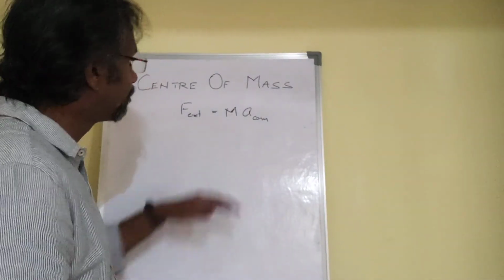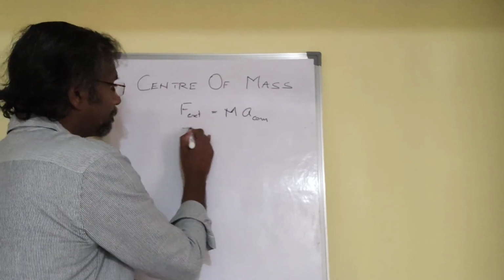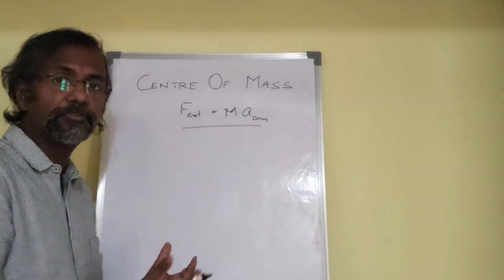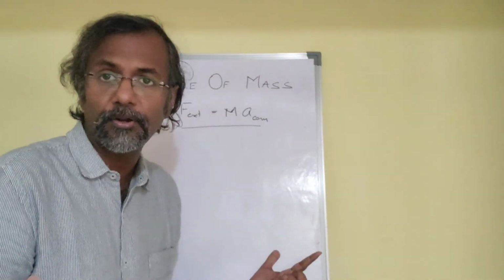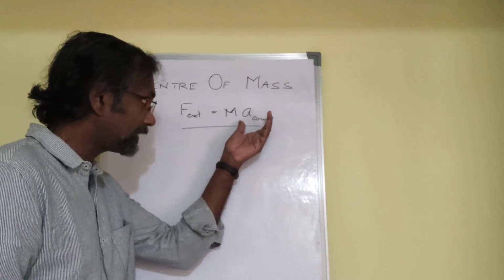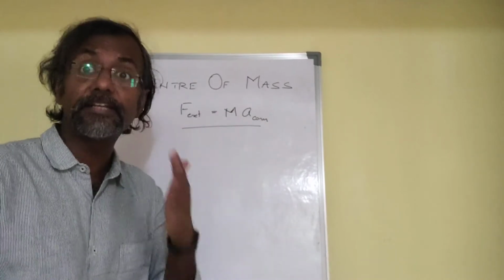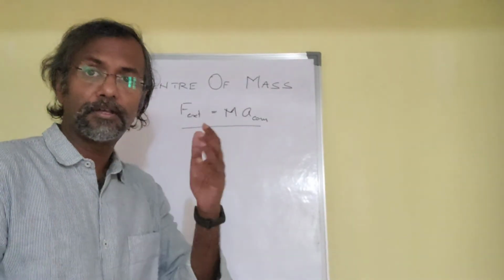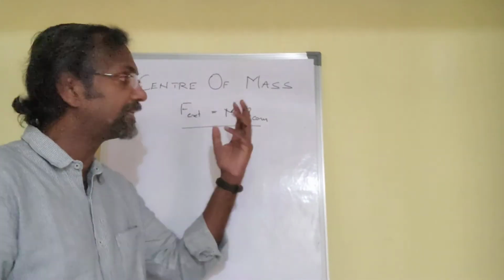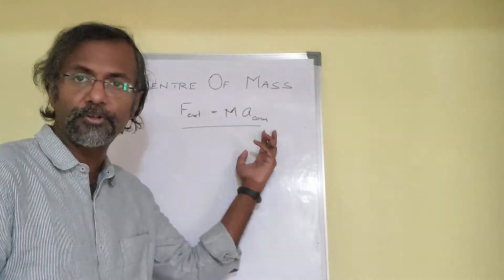Now let me show how I'm going to prove this. Keep in mind that this a of the center of mass is the linear acceleration. This F equals ma is for translational motion, and this is a linear acceleration that I'm considering over here.